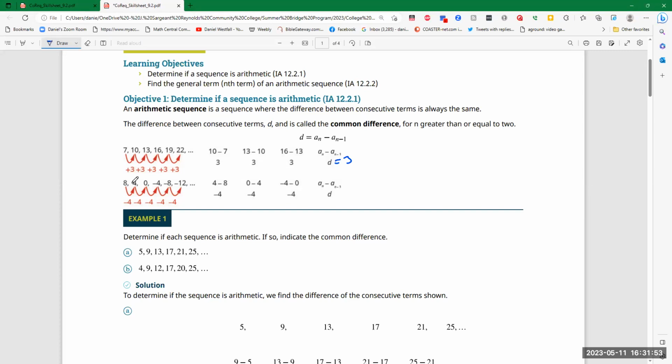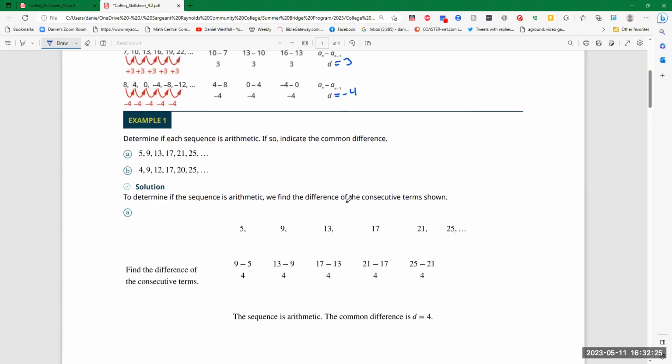Likewise, we can say 4 minus 8 is a negative 4, 0 minus 4 is a negative 4, negative 4 minus 0 is negative 4, negative 8 minus a negative 4 is a negative 4, negative 12 minus a negative 8 is a negative 4. So we see that our common difference here is negative 4. A negative difference is going to make our sequence decrease. A positive difference is going to make our sequence increase.